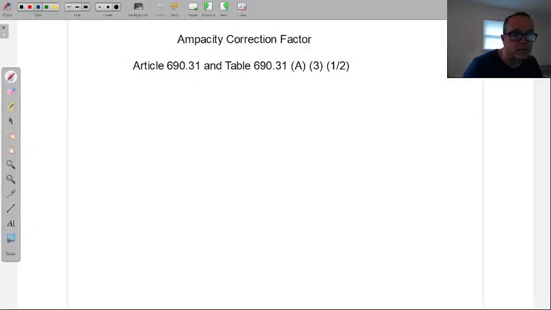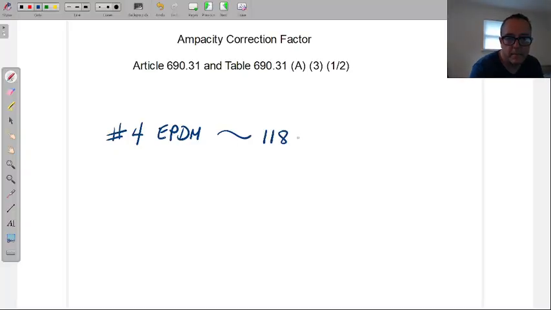For example, the question could be as simple as: what is the ampacity of a number 4 with EPDM insulation? That's just the question. What's the ampacity of this wire? So you come to the table, you find that insulation, which happens to be sitting in the 125 degree column this time. Scroll all the way down and you'll find 118 amps, or ampacity. Ampacity just means the amperage the wire can hold. That's the word for that.